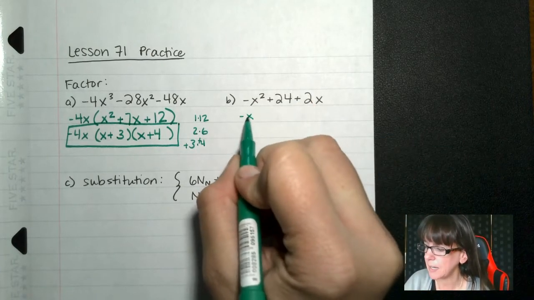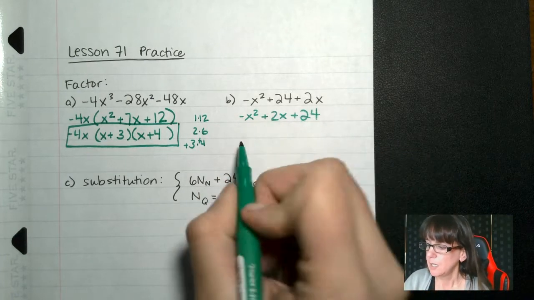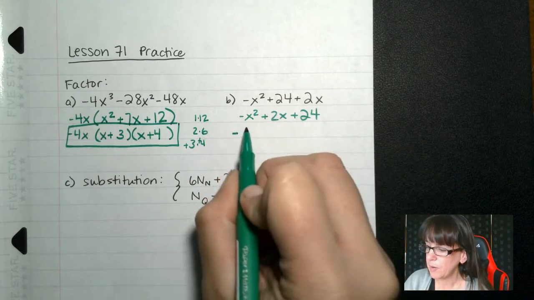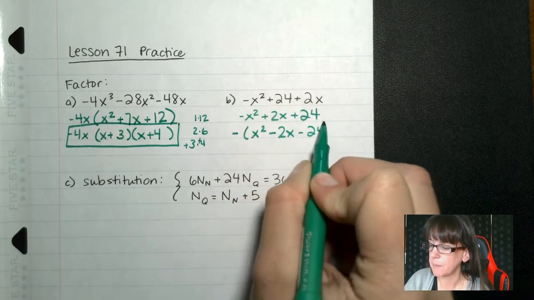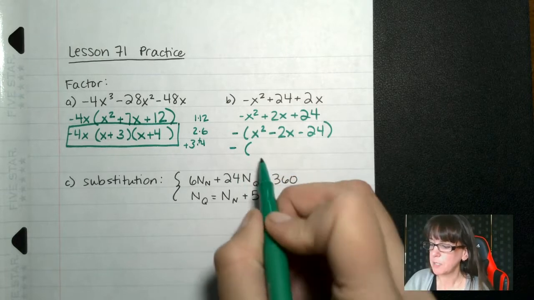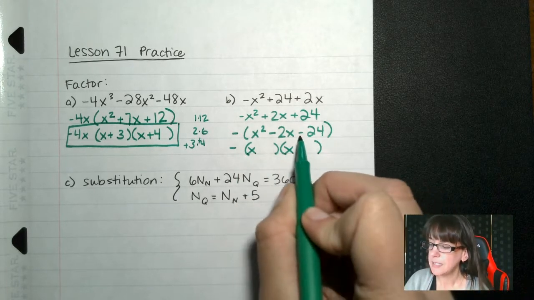We're going to say negative x squared plus 2x plus 24. You always have to fix it. Take a negative out, and that leaves us with x squared minus 2x minus 24. Let's not forget to bring down that negative x. This tells me different signs.